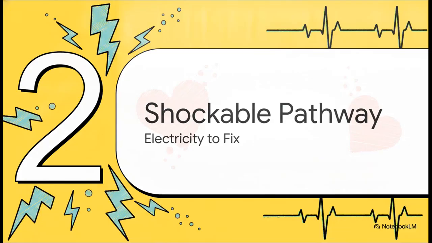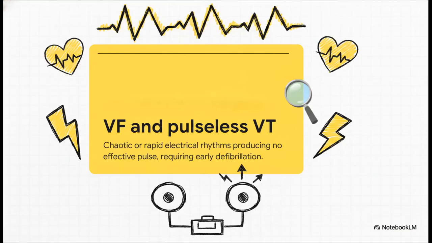Section 2. The shockable rhythm pathway. Basically, using electricity to fix the problem. So this upper row deals with ventricular fibrillation, or VF, and pulseless ventricular tachycardia, also known as PVT. In VF, the ventricles have this chaotic electrical activity and they just can't produce an effective contraction. In pulseless VT, the ventricles are beating incredibly fast, but they aren't producing enough output to actually create a detectable pulse. The absolute priority here? Early, unsynchronized defibrillation. These are electrical rhythms, so they can potentially be terminated by an electrical shock.